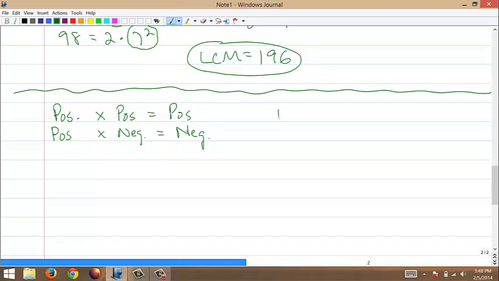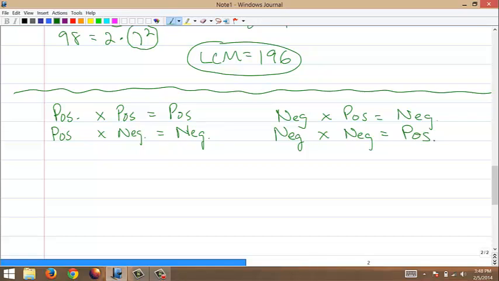Or if I multiply a negative times a positive, that also gives me a negative. And again, these are all true for division too. If I do positive divided by a negative, I get a negative. Negative divided by a positive is a negative. And then finally, a negative times a negative, or divided, is a positive.